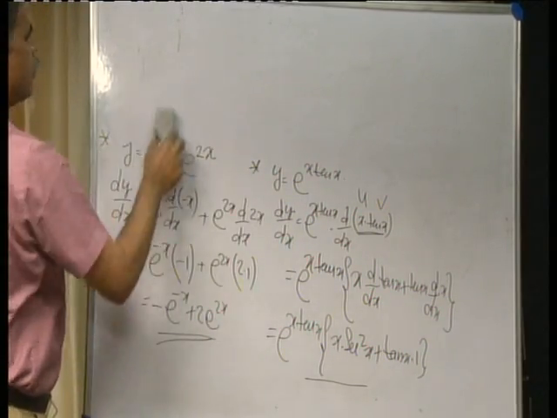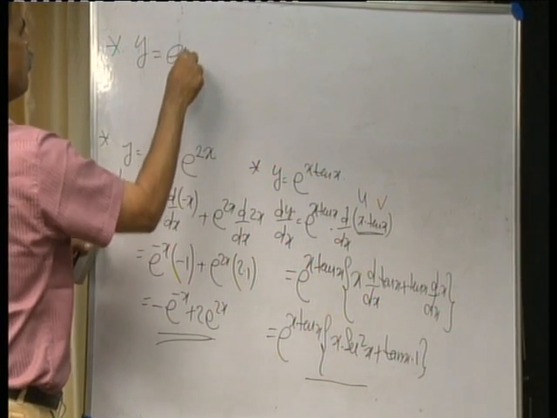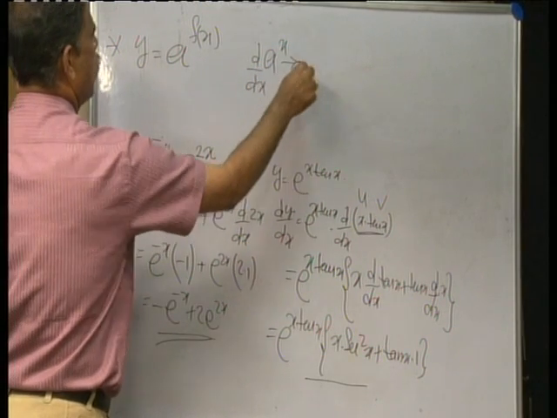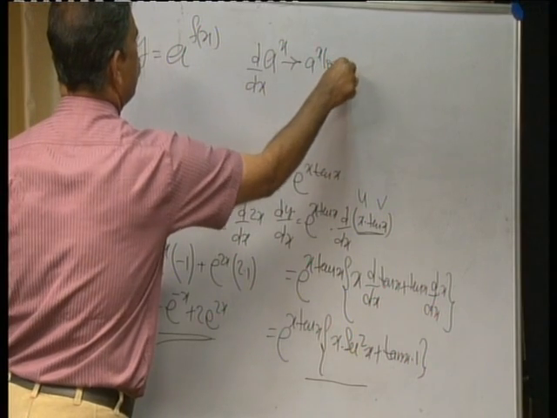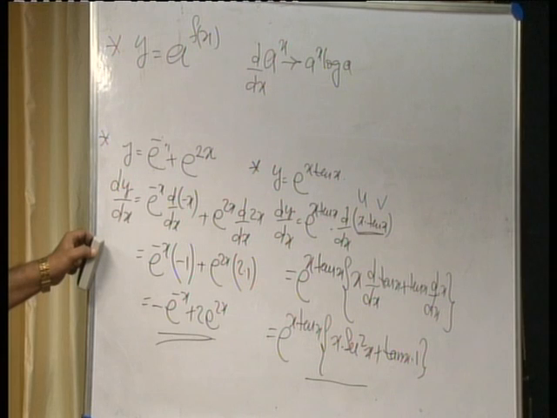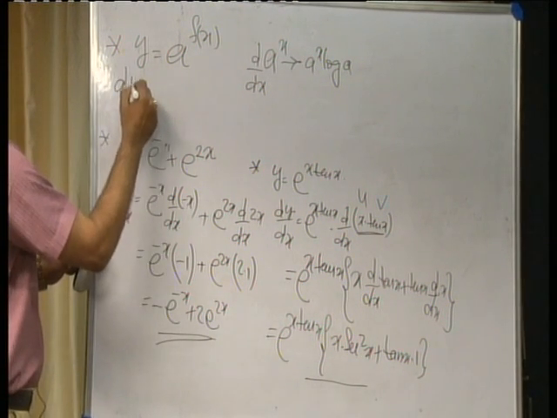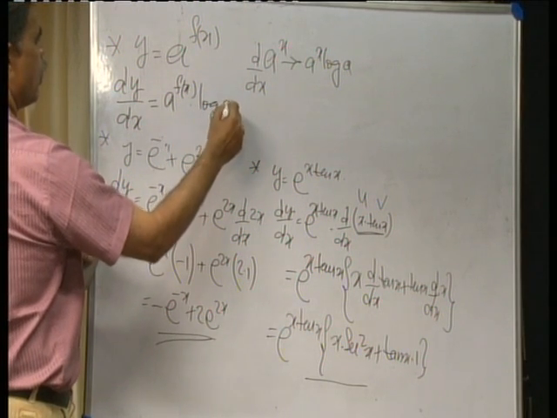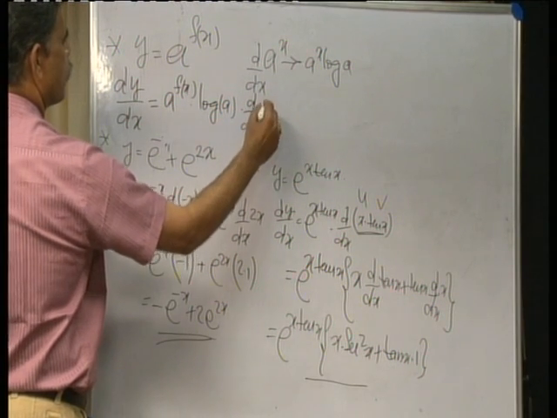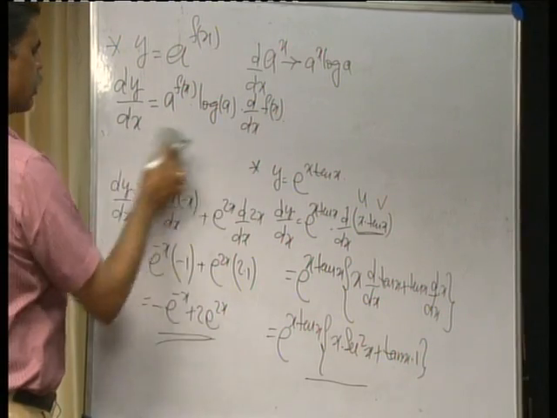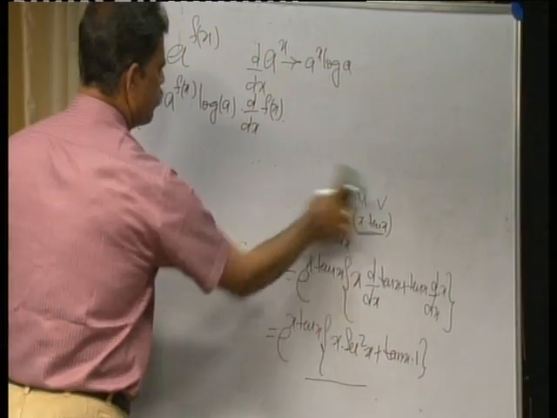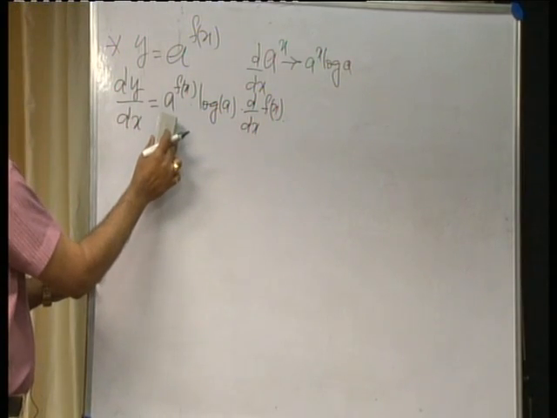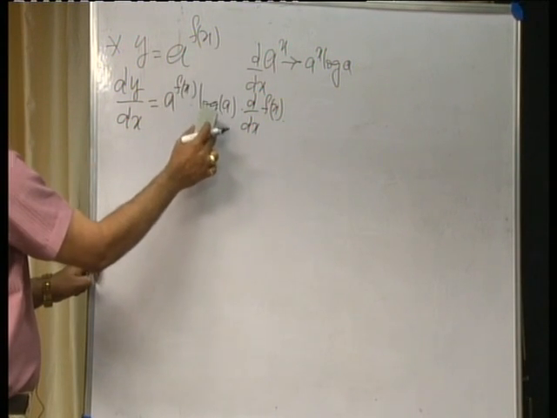Next standard one is y is equal to a to the power of function. It is similar to a to the power of x. Differentiation of a to the power of x is a power x into log a. According to that, a power function has derivative a power function into log a into d by dx of function. Everywhere we are differentiating the function at the end. Here also we consider it as a to the power of x, whose derivative is a power x into log a. According to that, we can extend here also.